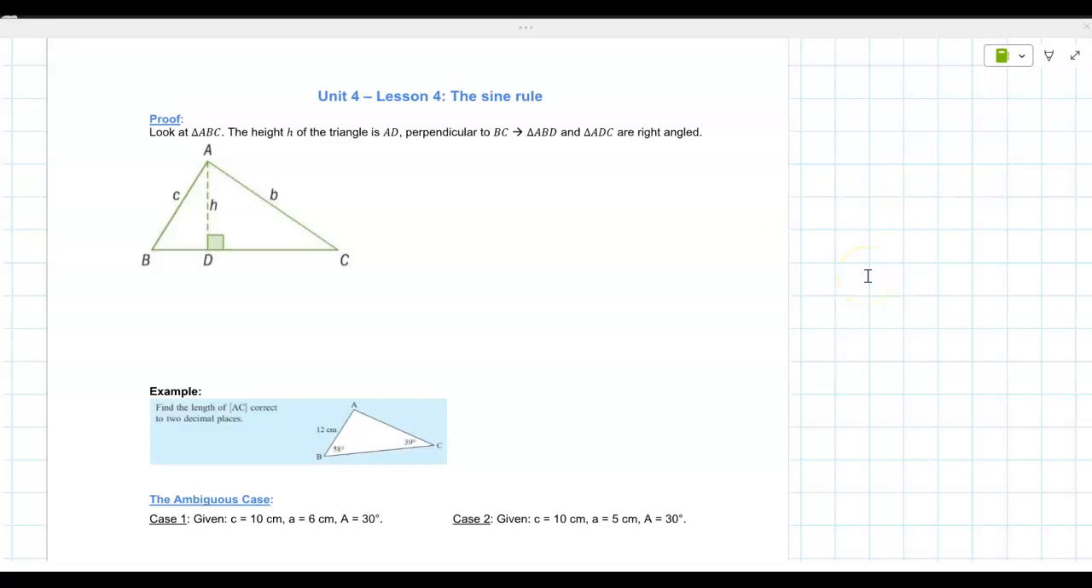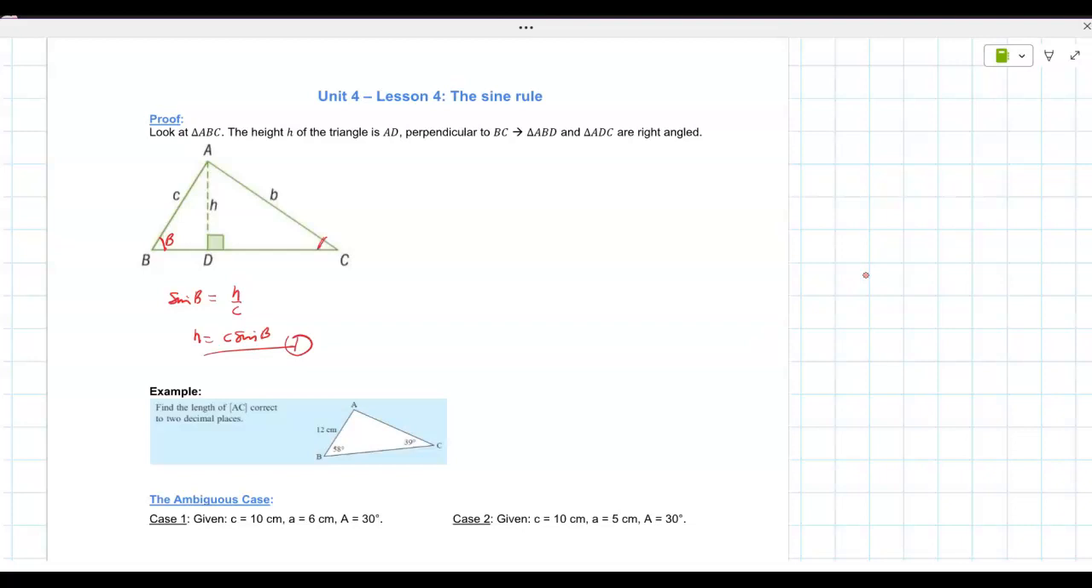Sine rule. Look, if you want to prove the sine rule, it's very simple. What you do is, this is B. What is sine B? Look at triangle ABD. What's your sine B using? Correct. So H over C. So H will be C sine B.